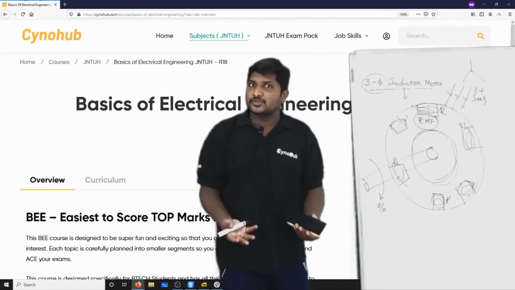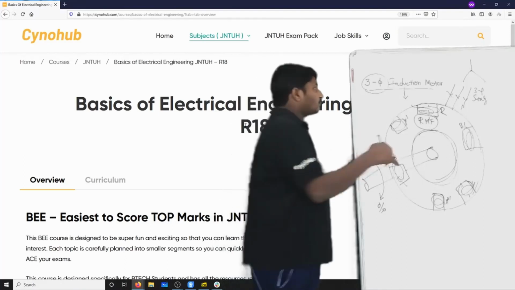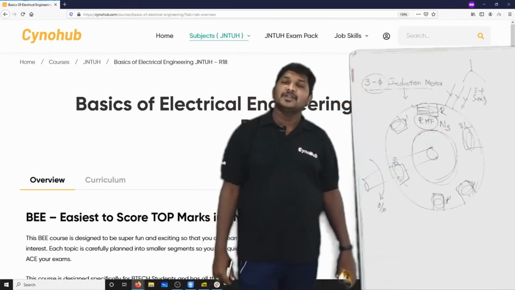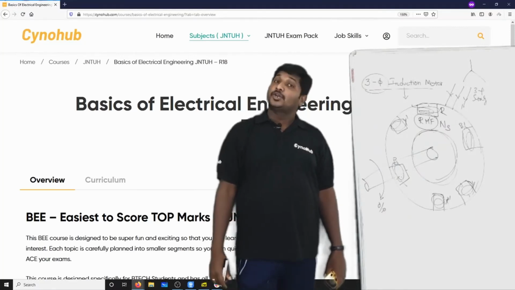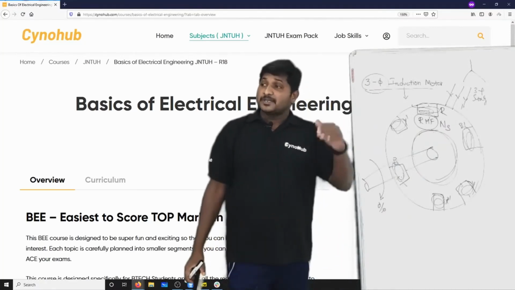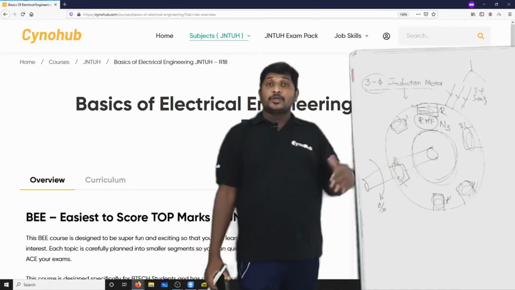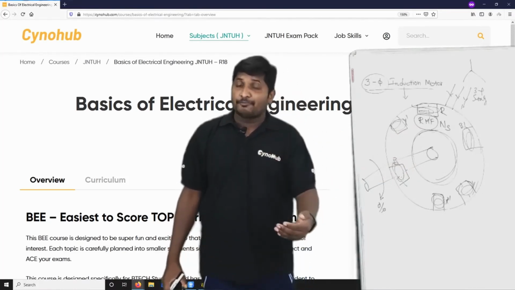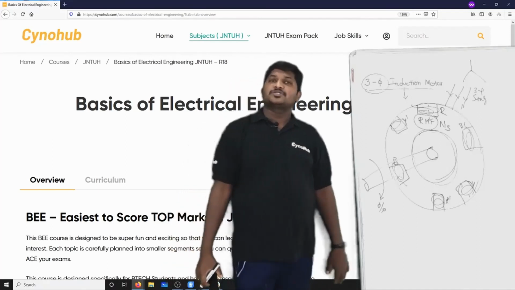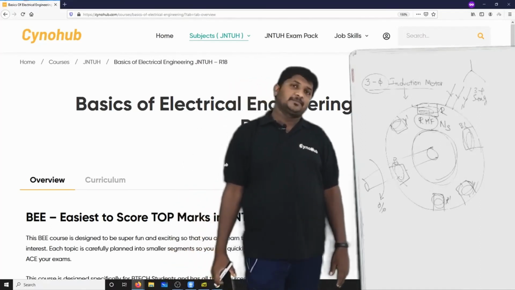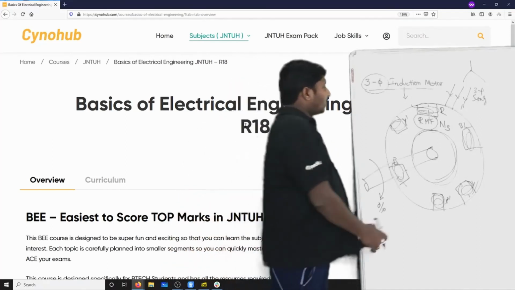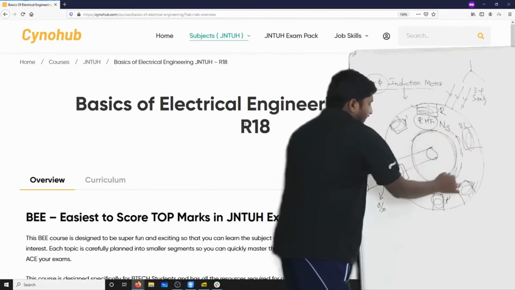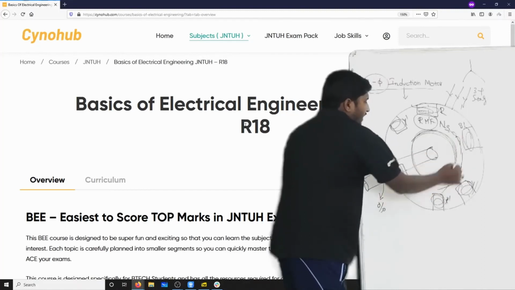At what speed is it rotating? That is the question. That speed is the synchronous speed. So whenever a three-phase supply is given to the stator winding, a rotating magnetic field is produced and it rotates at a speed of Ns. Ns is called the synchronous speed. Now this is the magnetic flux, this is the conductor, and this is the magnetic flux.